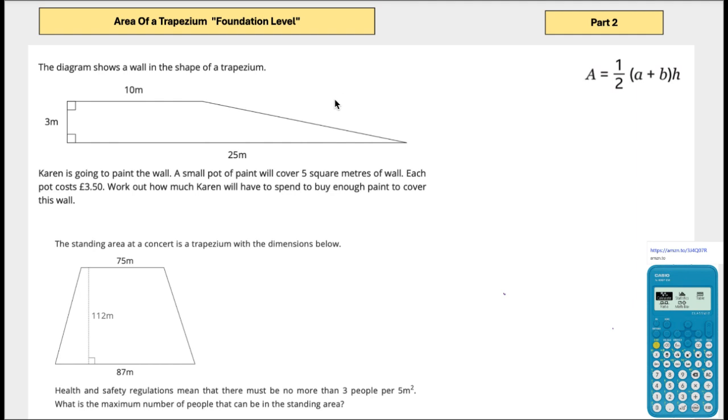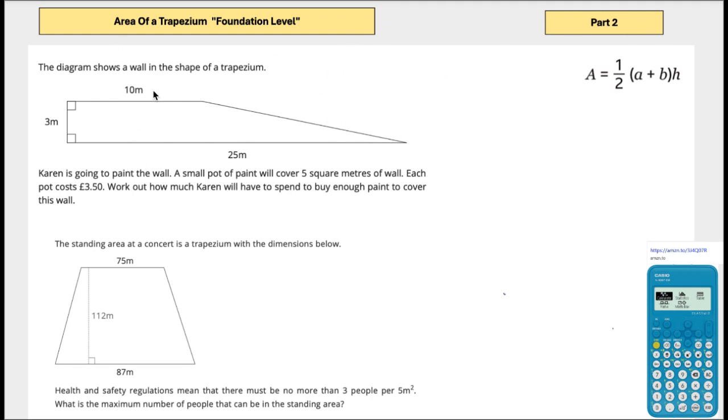Welcome to part 2 of finding the area of a trapezium. This will be found on a foundation level paper, either towards the back or in the middle, and it will be a calculator question. So, as I did in part 1, we're going to follow the formula, finding the trapezium area.